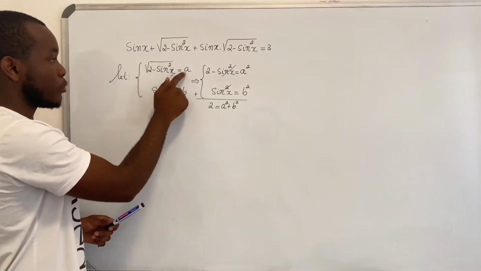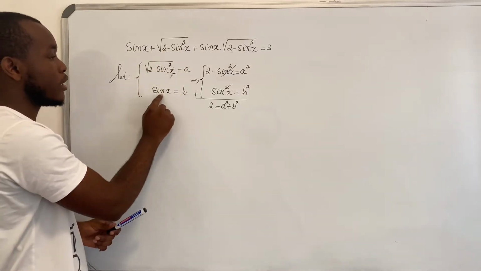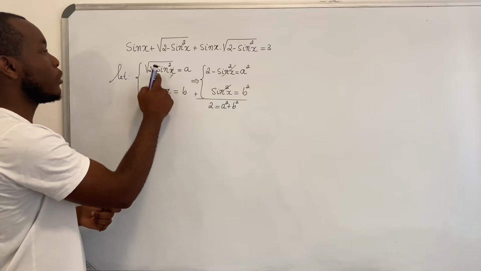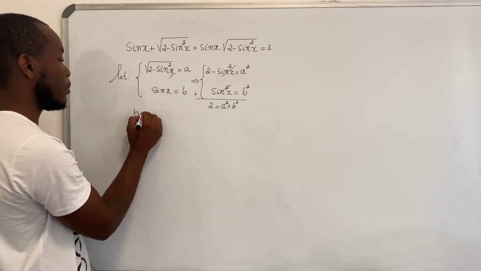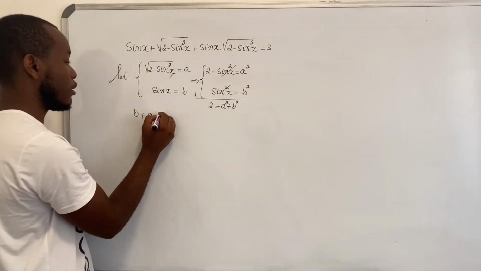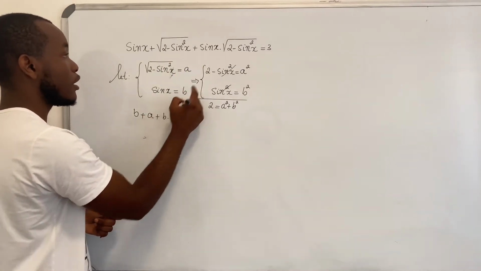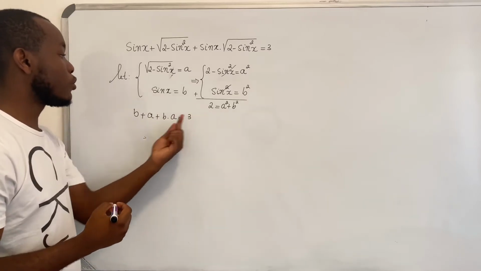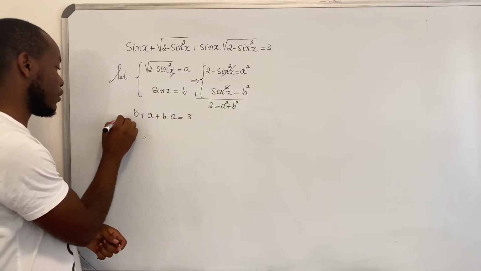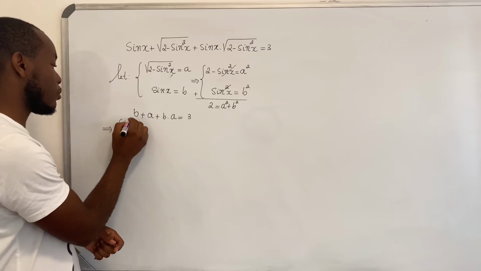So we know that this expression is equal to a, and we know that sine x is equal to b. So if we substitute, where there is this expression we're going to have a, here's going to be b, plus here's going to be a, plus here's going to be b, times here's going to be a, equal to 3. Now we have two equations, so that means we have a simultaneous equation.